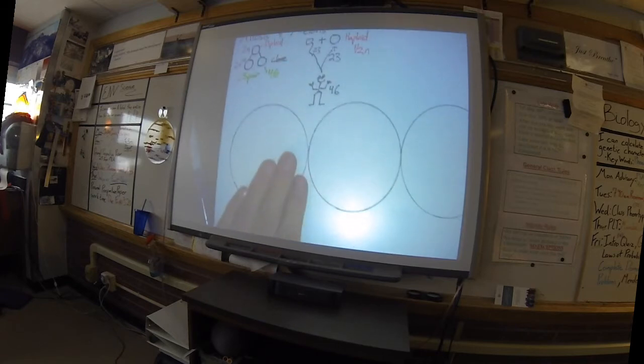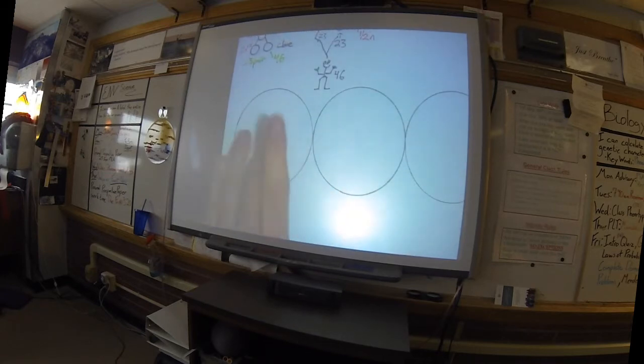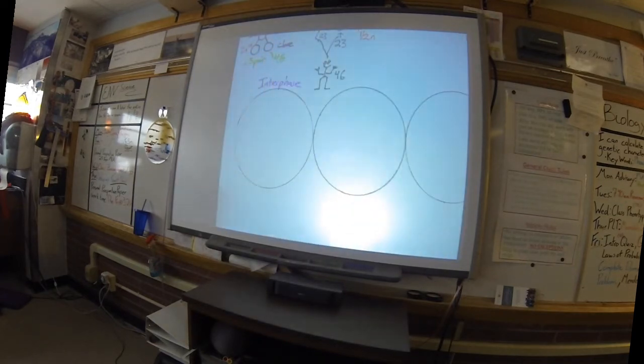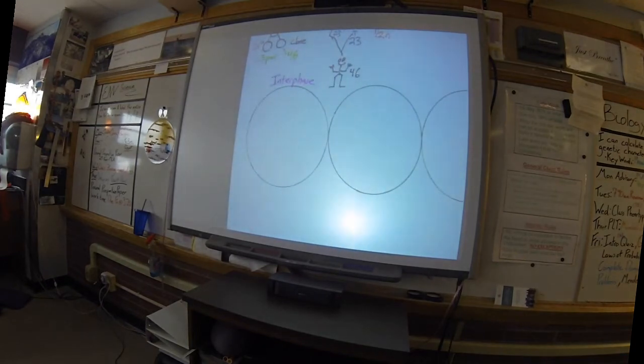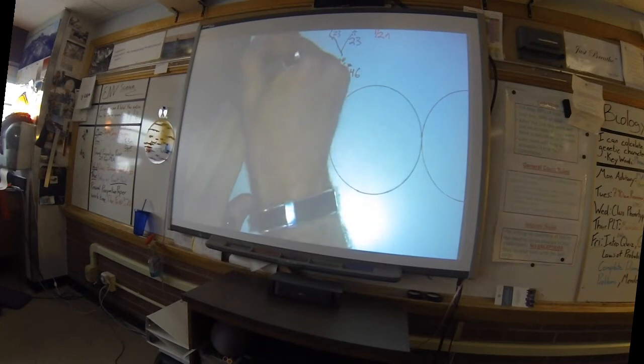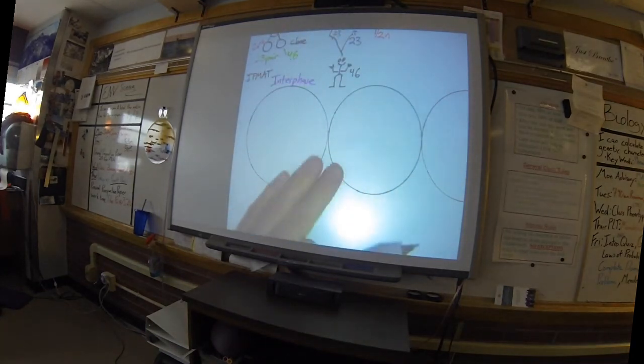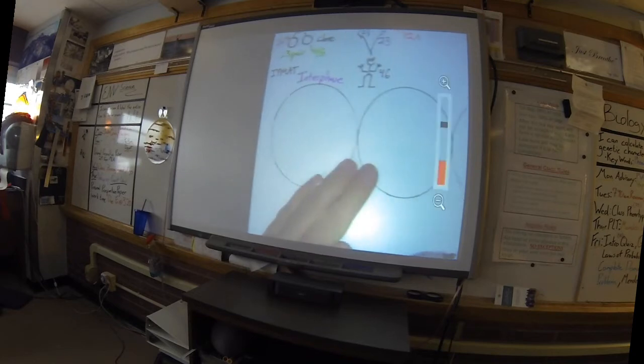So I said you need to start off with 5 circles. This first circle is going to cover what the cell does 90% of the time. So 90% of the time it does interphase. Now, to help you out on the test, what I would do is write this out at the very beginning: IPMAT. Okay? Interphase, prophase, metaphase, anaphase, telophase.